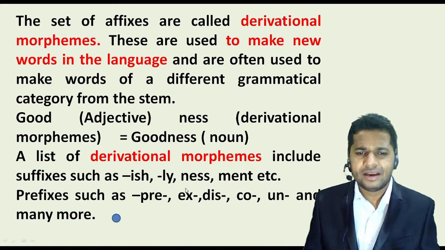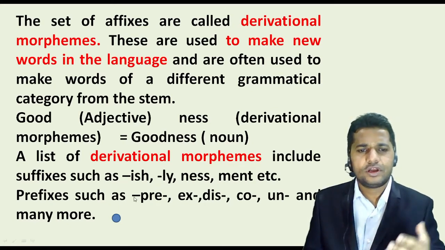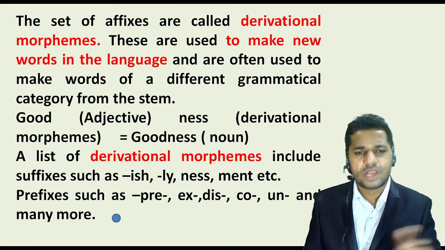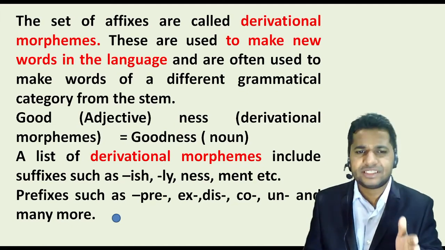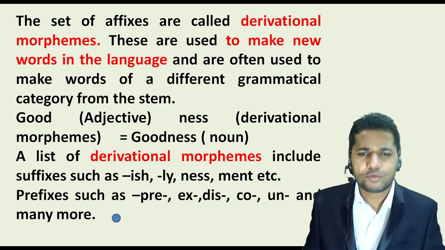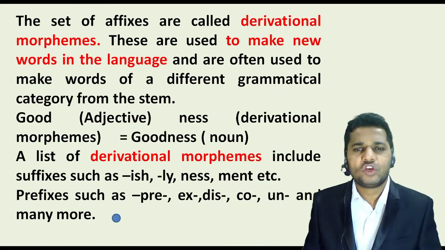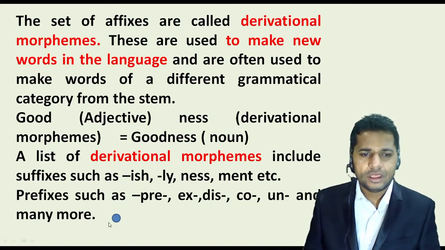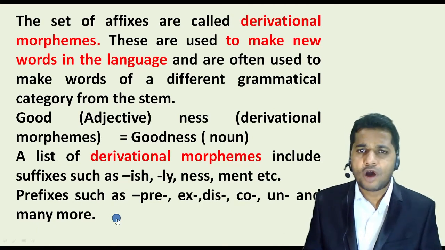you attach these suffixes and prefixes to the stem, to the main word, the grammatical category of the word changes, like from noun to adjective, adjective to noun, a noun to adverb. That way we call these prefixes and suffixes derivational morphemes, because they derive a new grammatical category. So this is one type of bound morpheme.